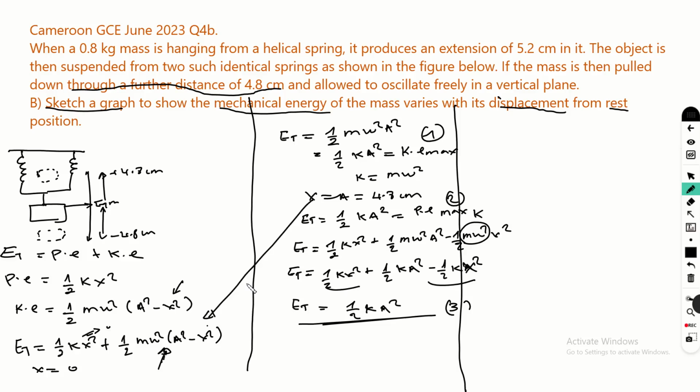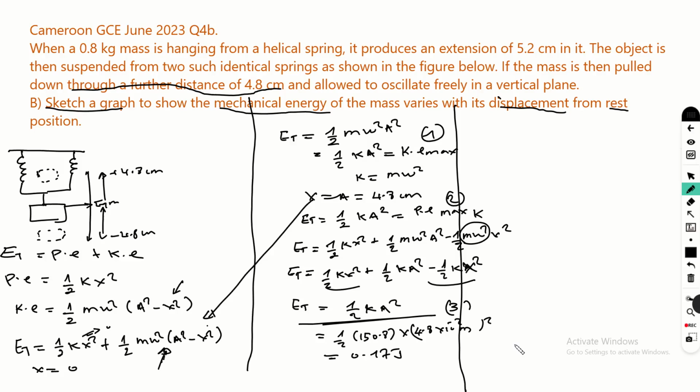So how do we sketch the graph right now? If you do the calculations here, half k is 150.8 from the previous video, times the amplitude, which is 4.8 times 10 to the minus 2 meters, all squared. If you do all this, your answer will be 0.17 joules.